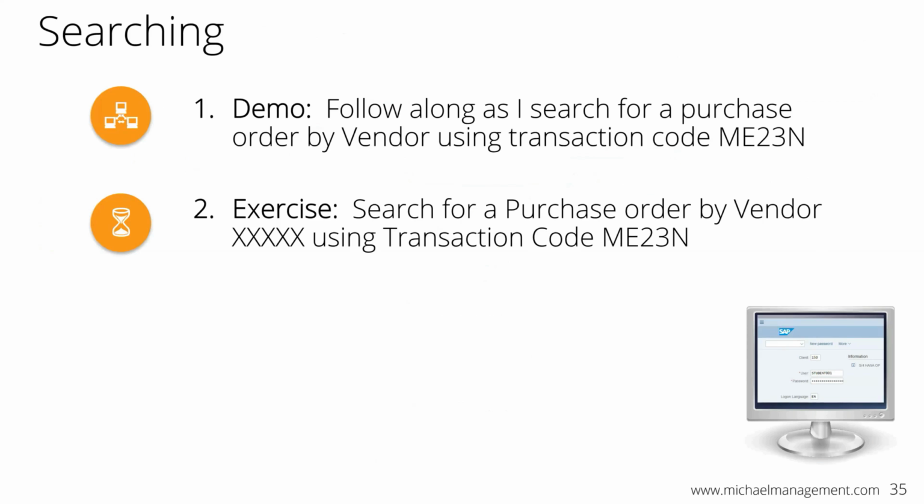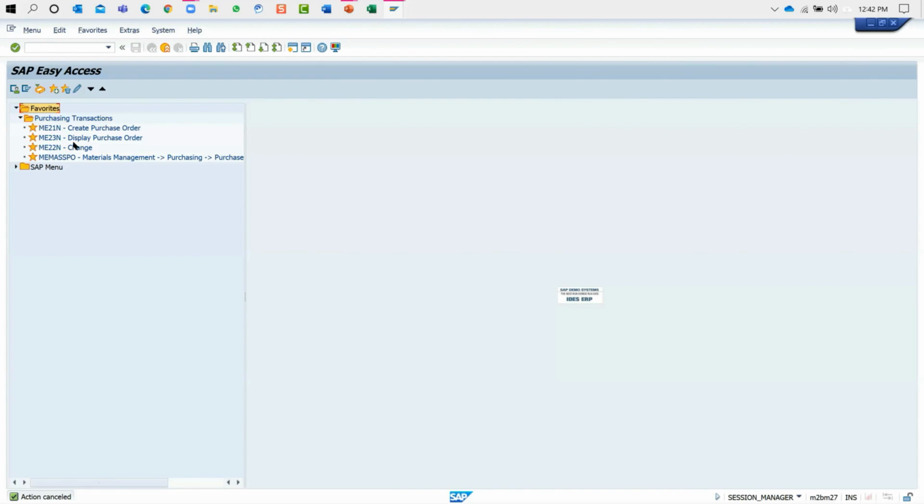What is the 3? Megan, the 3 in ME23N, what is that telling us? What transaction is that doing? Display. Display, right. So we're going to do ME23N to display a purchase order, but we don't know the purchase order number. We're going to have to search for it by using the vendor number, the one thing that we do know, okay? So I'm going to go back to SAP, and I'm going to launch ME23N from my favorites.